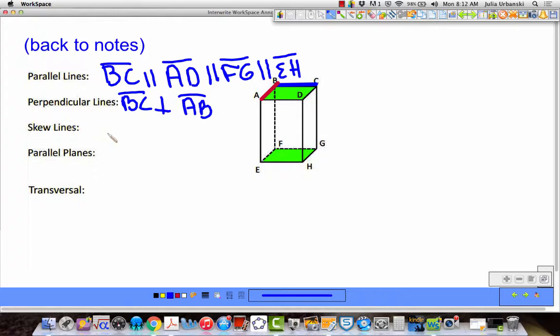All right, skew lines. Find for me a line that is skew with BC. There's no skew symbol, I just say BC and. A line that is in a different plane will never intersect and is not parallel to BC. Totally different plane. GH, I heard. Excellent.